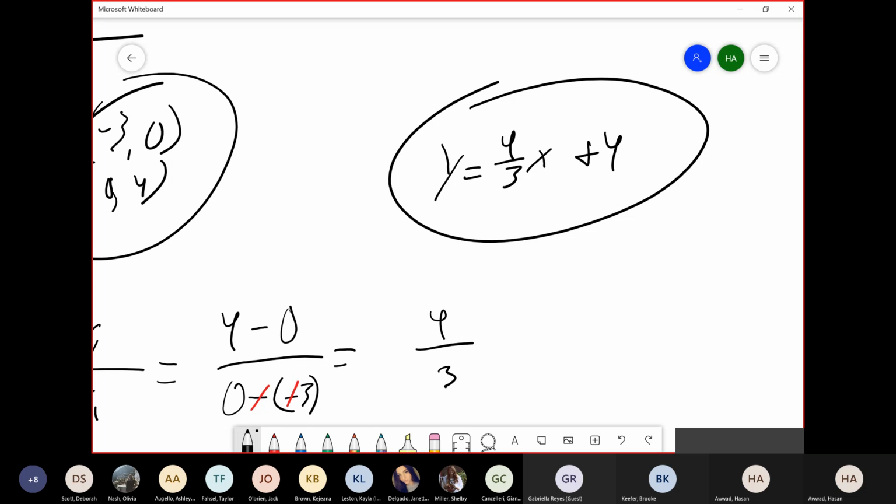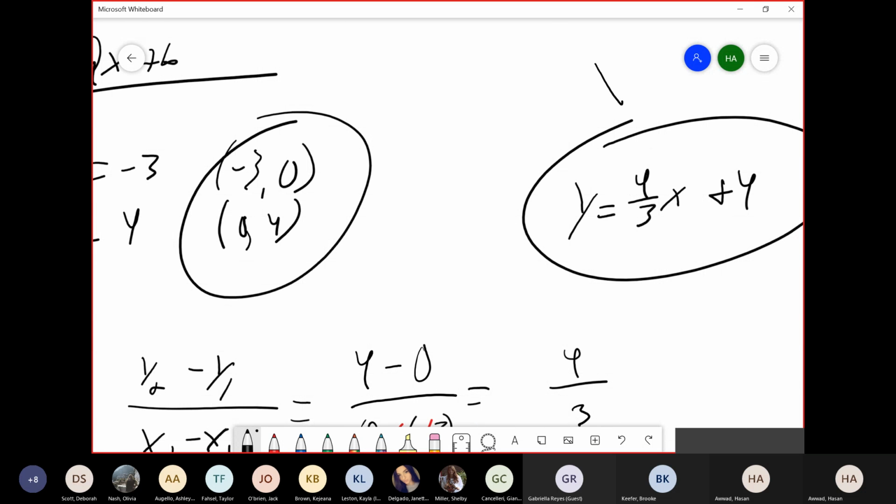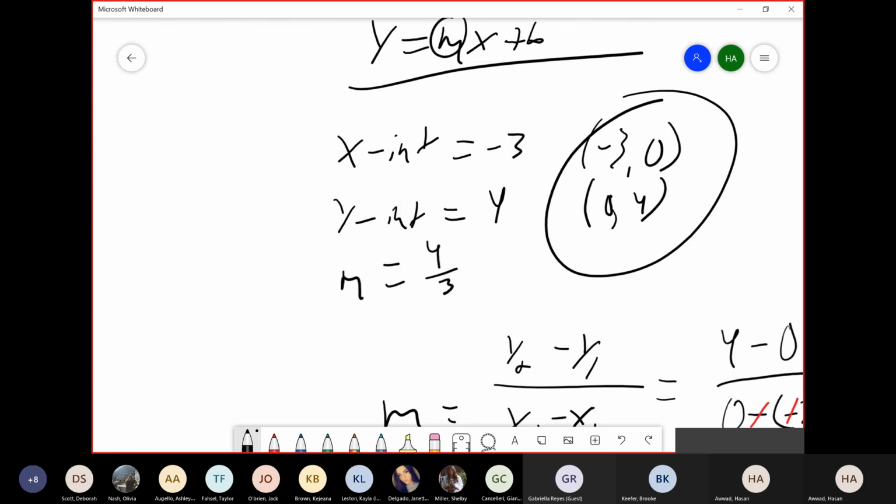Now, just to restate this, normally, if they gave you any other point other than the y-intercept, you would have to throw this into point slope form. The reason is, if you don't know the y-intercept, you can't possibly jump straight to this, because you wouldn't know that it would be 4/3 x plus 4. That plus 4 is coming directly from this piece right here, which was given to you.